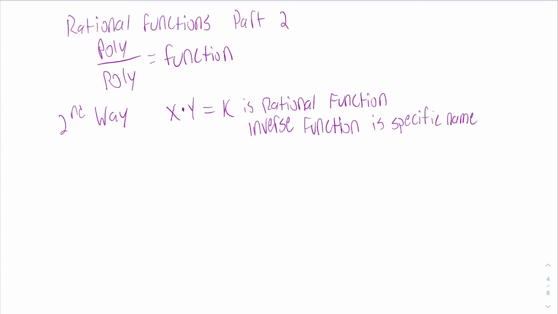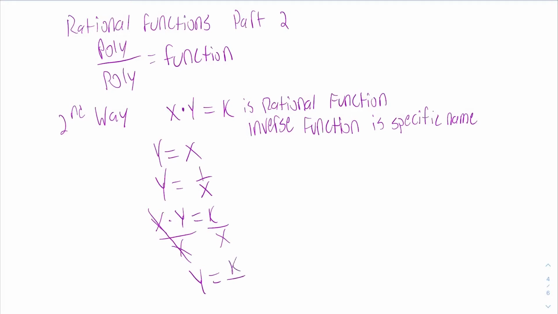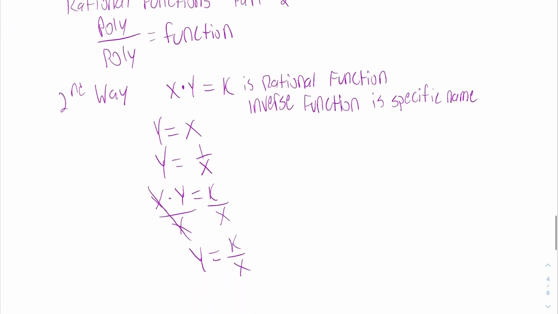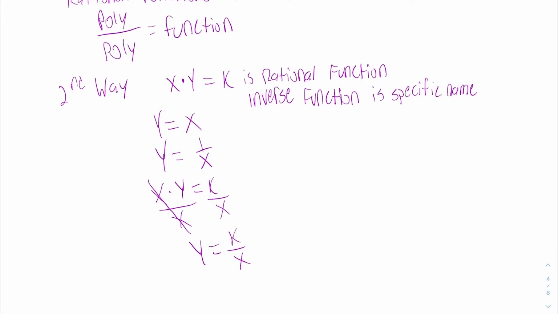So how could this actually look? We're used to graphing things where y equals something with an x, and in the last one I said that y is equal to 1 over x. Well, if we take x times y equals k and solve for y, we divide by x on both sides, and we get that y equals k over x. The only difference between this one and what we did last time is k is a constant, x is still the input, and y is still the output.